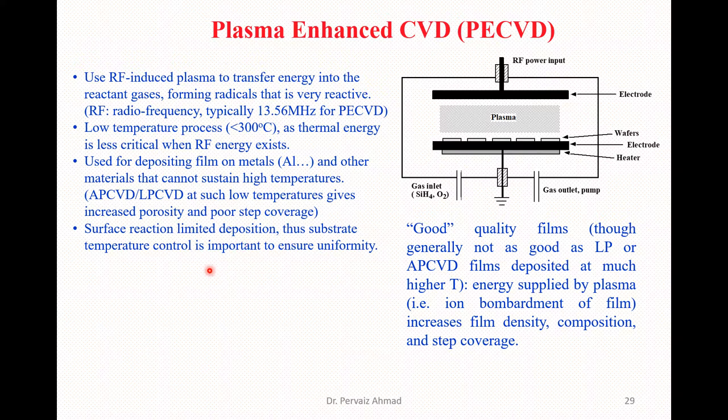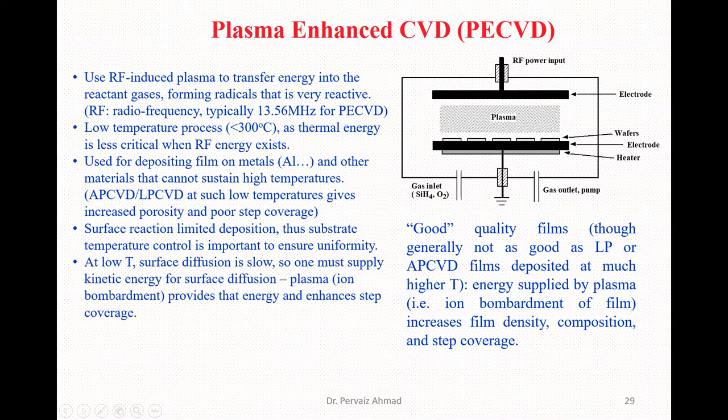The substrate temperature control is important to ensure the uniformity of the thin film. At low temperatures, surface diffusion is slow, so one must supply kinetic energy for surface diffusion. What does plasma mean here? It means the ion bombardment provides the energy and enhances step coverage. So remember, this step is of particular importance in applying plasma enhanced CVD. We have to perform the process at low temperature, and in such conditions the diffusion energy is low. So we must supply kinetic energy for surface diffusion. In those conditions, we apply plasma, and the plasma provides that energy and enhances the step coverage.